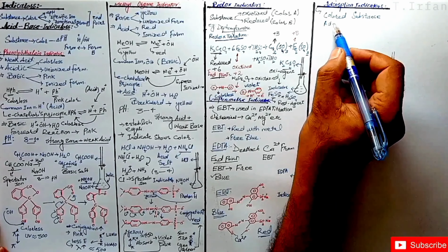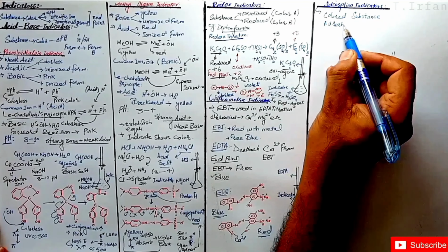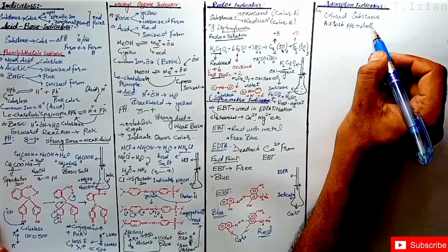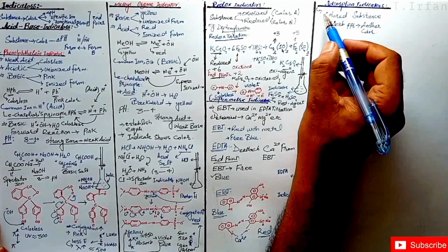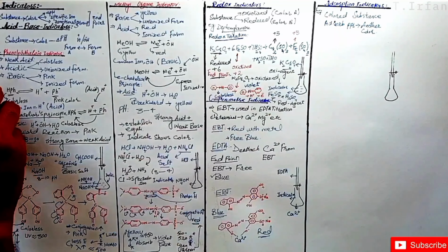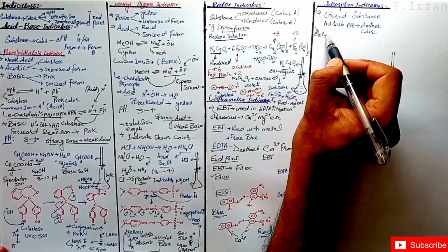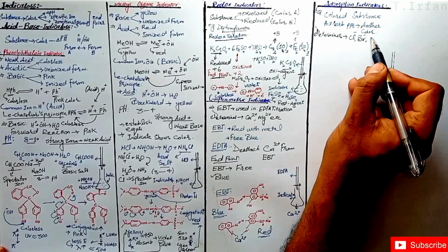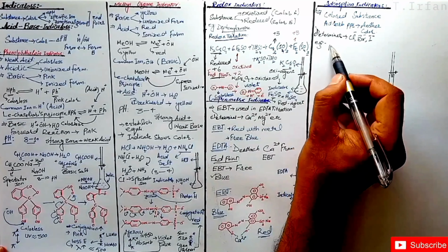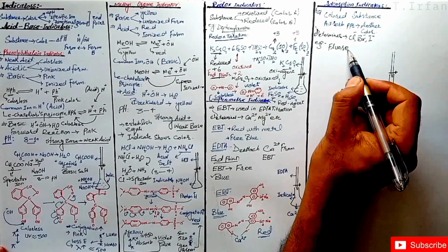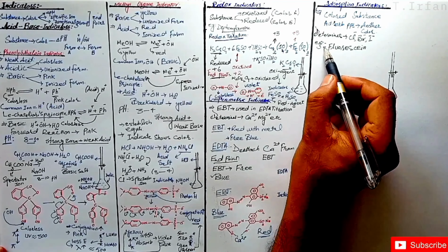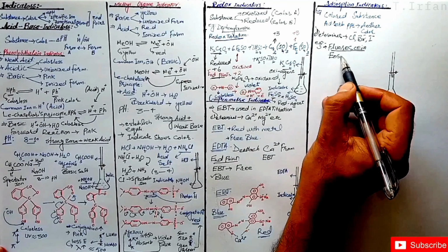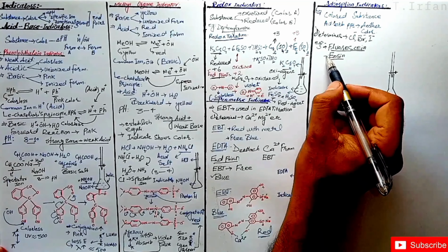Adsorption indicators. These indicators are colored substances which, when they adsorb on precipitates, show another color. These indicators are used in adsorption titration, which helps to find out the exact amount of chloride, bromide, and iodide ions. Such as fluorescein and eosin, these are adsorption indicators. Both indicators have negative charge. When they adsorb on precipitate, they show another color.